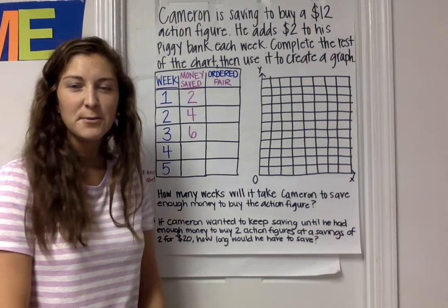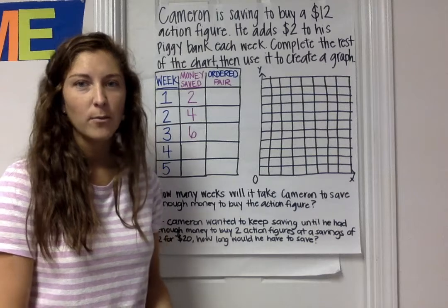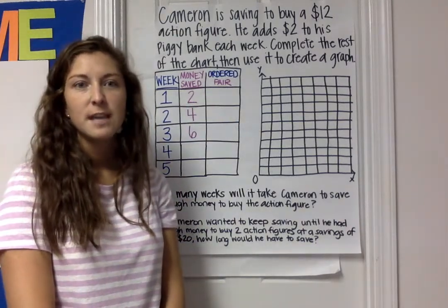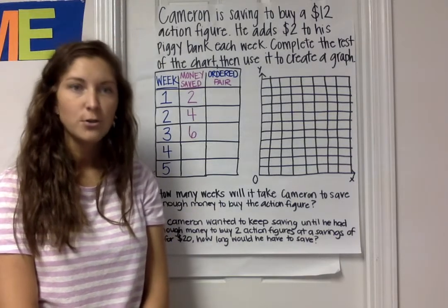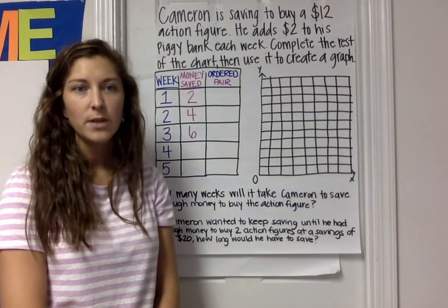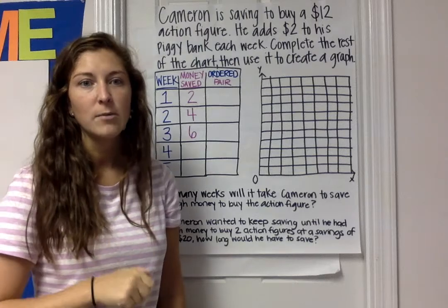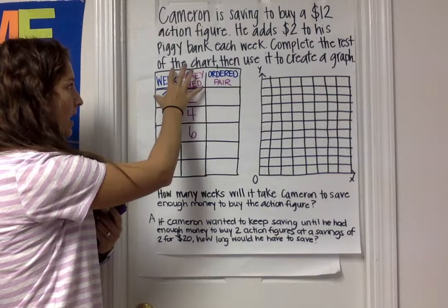Hey guys, today we're going to keep talking about ordered pairs and the coordinate plane. We have a problem up here at the top, and the problem says Cameron is saving to buy a $12 action figure. He adds $2 to his piggy bank each week. Complete the rest of the chart and then use it to graph the amount of money Cameron has at the end of each week. So we can see over here we have a chart.